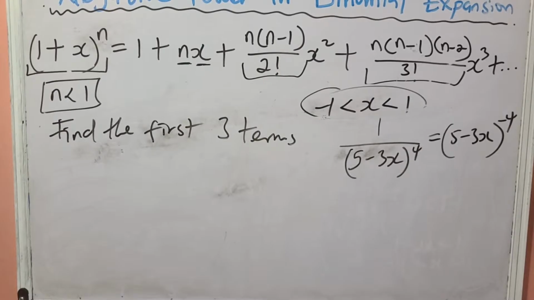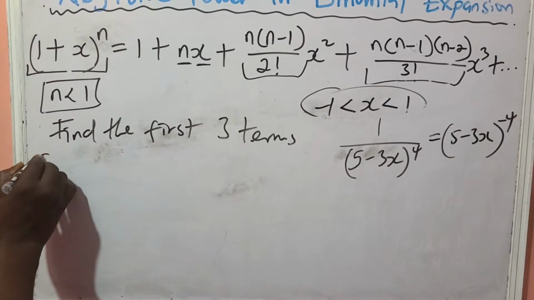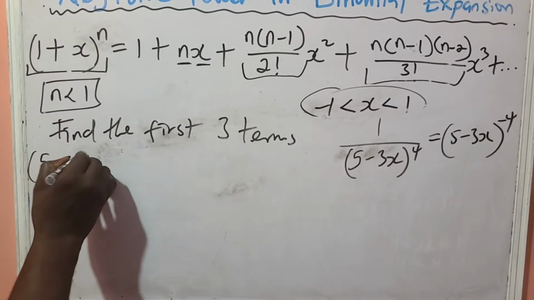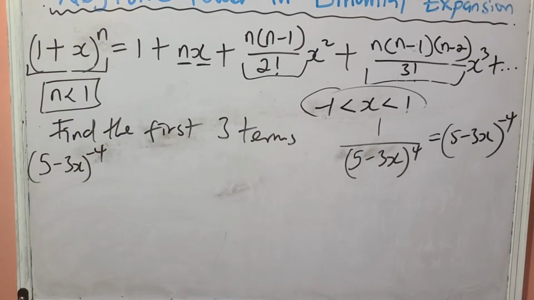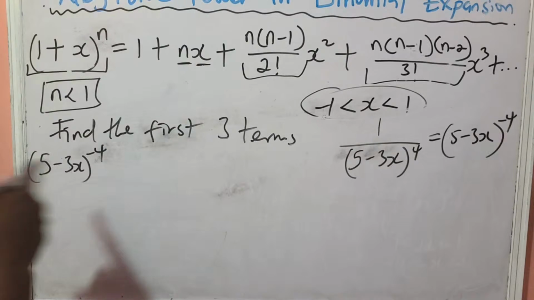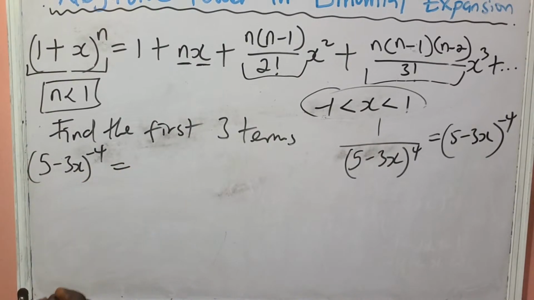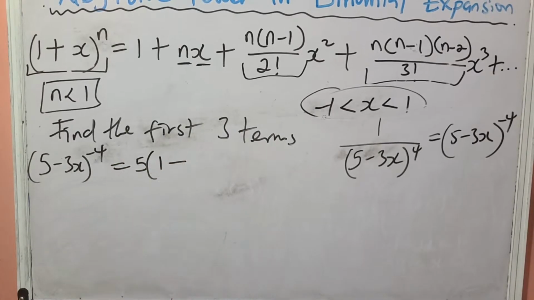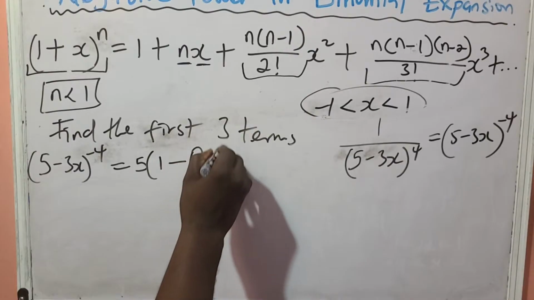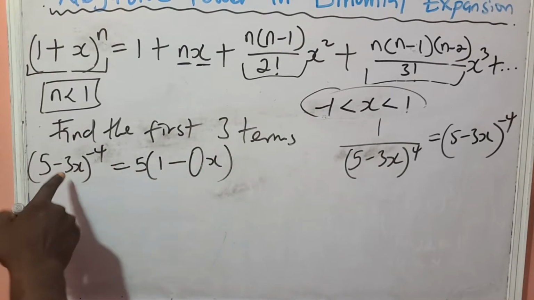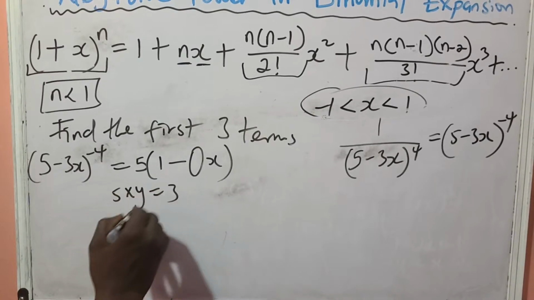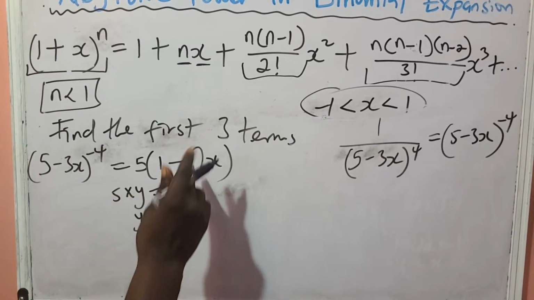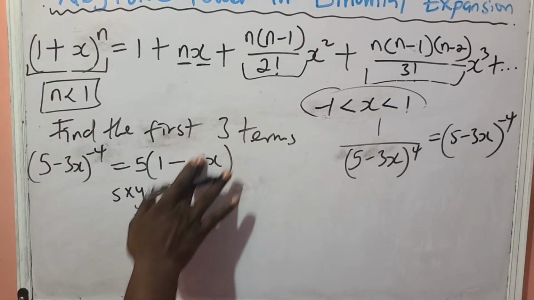So we have 5 minus 3x raised to the power of minus 4. All right, good. What do we do next? This is like that aspect that doesn't have perfect factors. But you know the first thing to do is to bring out 5, and you're left with 1 minus. Now you ask yourself, 5 times what gives me 3? 5 times y gives me 3. y equals 3 over 5. So obviously this will be 3 over 5.